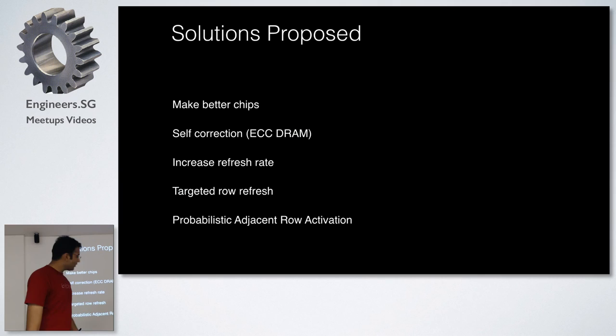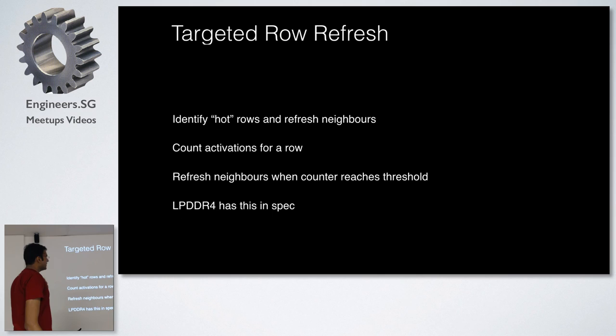So these are the two better solutions that were proposed. The first one was proposed by Google. This is a simple one where you identify hot rows, and for hot rows, you basically have a counter. If the same row is being accessed too many times, you refresh the rows around it. Simple, right? Because I know that if this row is accessed too many times, there's a chance that charge might leak to rows around it.